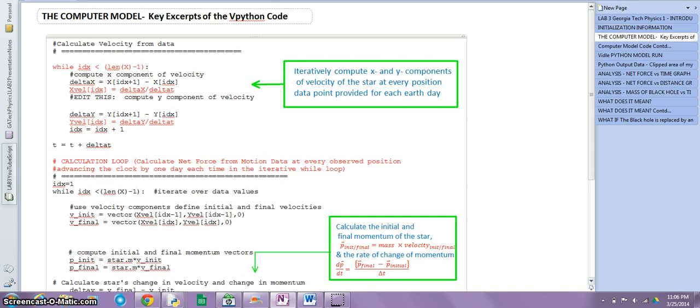Here are some key excerpts of my Python code. The green boxes point to important lines of code. The first green box on the top here shows how I iteratively compute x and y components of velocity of the star at every position data point provided for each Earth day, as pointed to by the green arrow.